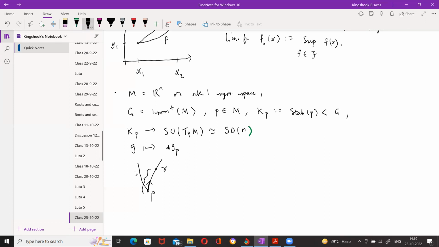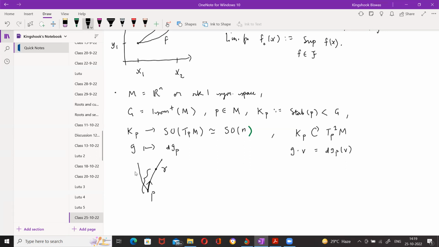And so, K_P acts on T_P^1 M. G dot V is just dG_P of V. And for a rank 1 symmetric space, this action on the unit tangent sphere is transitive.